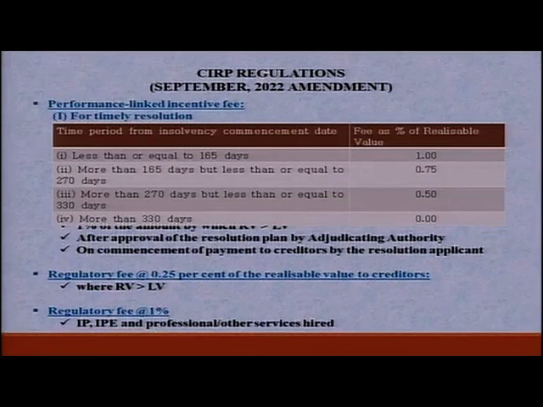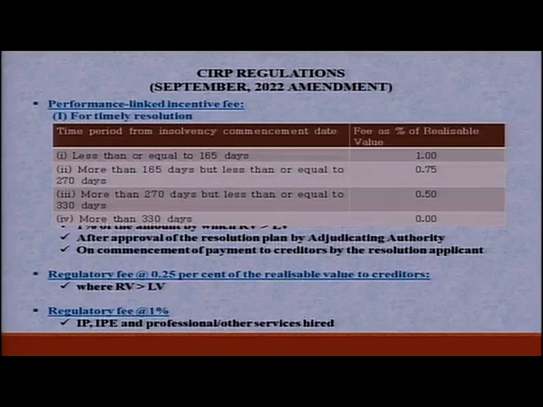Secondly, we've also provided a provision for performance-related pay in case the recovery from the process is more than the liquidation value of the company, that the creditors were able to recover more. In those cases, after approval of the resolution plan by the adjudicating authority, and while commencing payment to creditors by the resolution applicants, performance-related pay would be paid to the resolution professional. All this was geared towards ensuring a clear incentive to the resolution professionals to go for resolution of the corporate debtors.